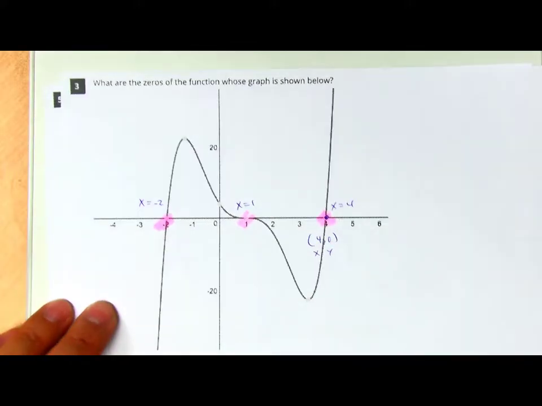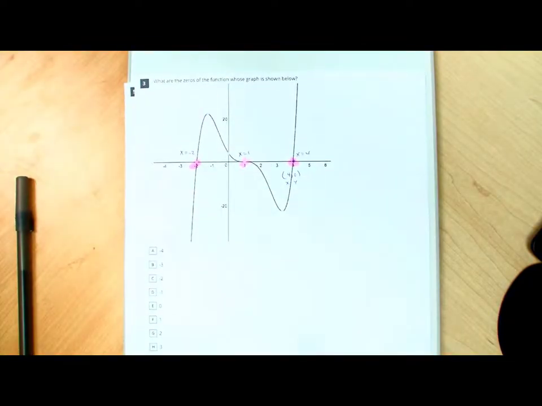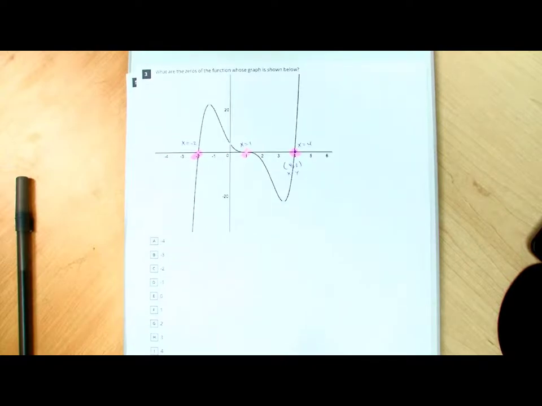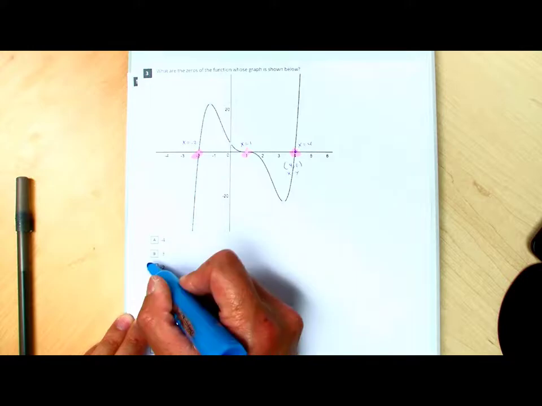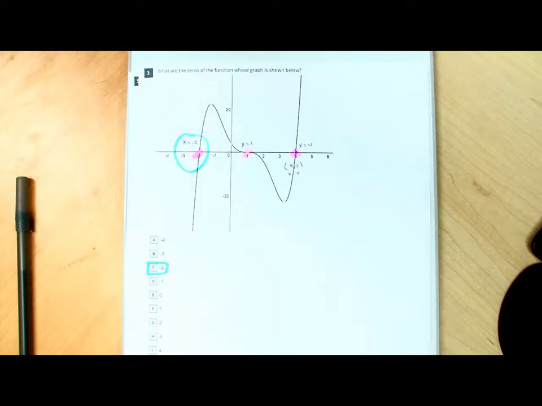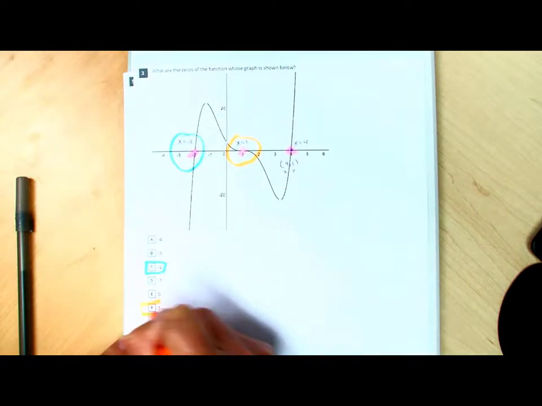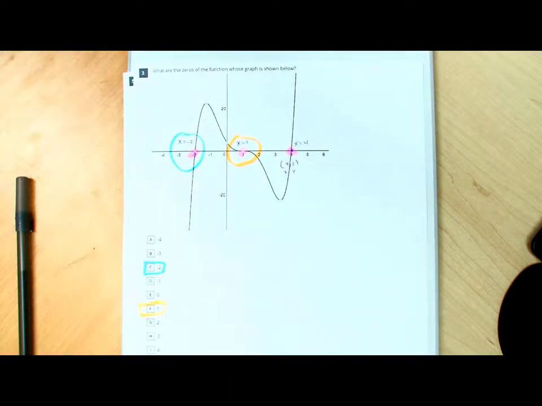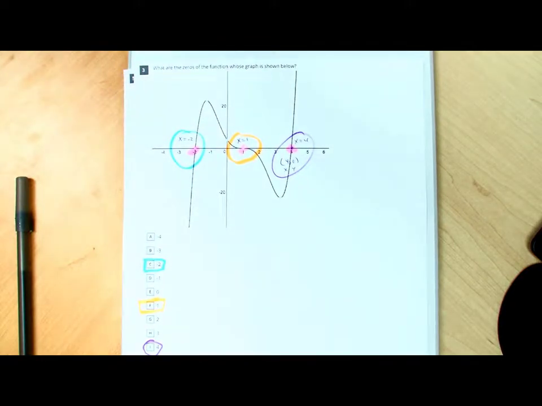Okay? So let's take a look down here below at what we got. A bunch of choices over here. So it looks like I have negative 2, which is here. x equals 1, which is F. Then x equals 4 goes right there. So C, F, and I are the answers for number 3.